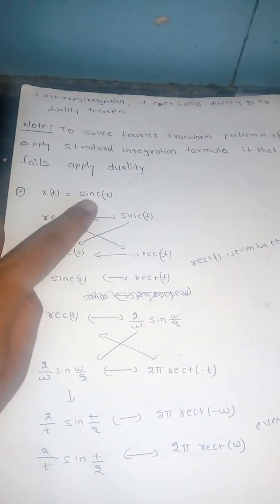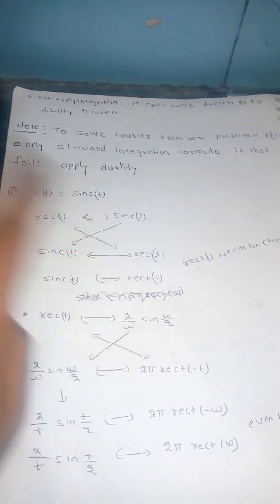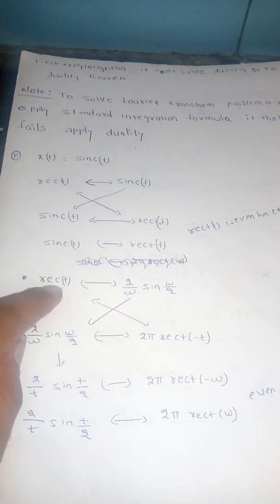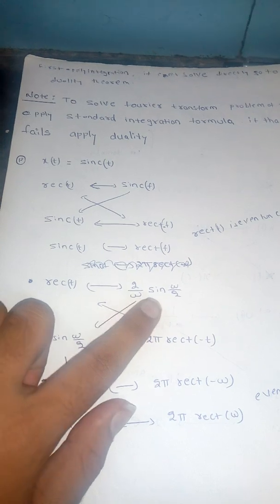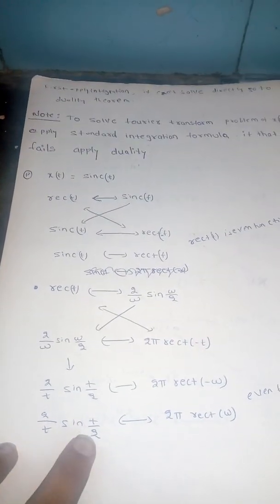So from duality we get sin t Fourier transform as rect of f. From this we know rect of t Fourier transform is 2 by omega sin omega by 2. From that, 2 by 2 sin t by 2 equals 2 pi rect of omega.